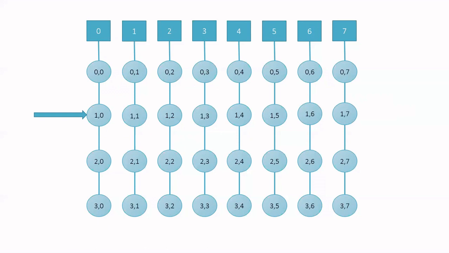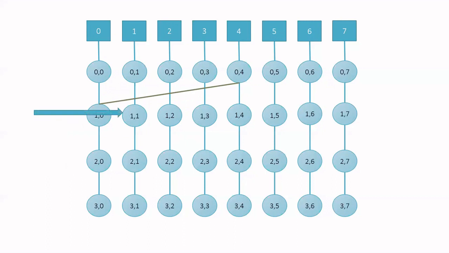Let's consider this node 1, 0. Take the binary representation of j. j is 0. The 3-bit representation of 0 is 0, 0, 0. Flip the MSB. The new binary value is 1, 0, 0, which is the decimal 4. Hence, i is equal to 1, so we take i minus 1, which is 0. So the new connecting node is 0, 4. 1, 0 is now connected to 0, 4.